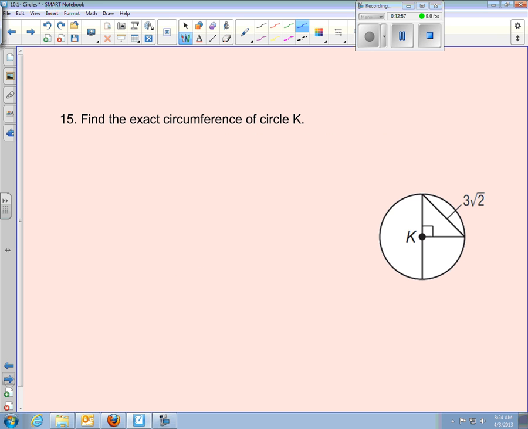All right, so we have 2 more problems just like this. Find the exact circumference of K. I'm going to tell you that this here is a 45, 45, 90 triangle, so it's going to be similar to the last one we did, except for this time we're not going to find the diameter. We're actually going to be finding the radius because those 2 legs are going to be the radius. So go ahead and find the leg, double it to get the diameter, and then do the circumference.